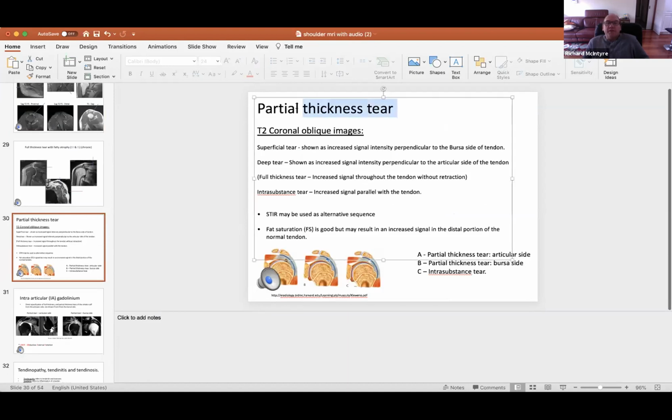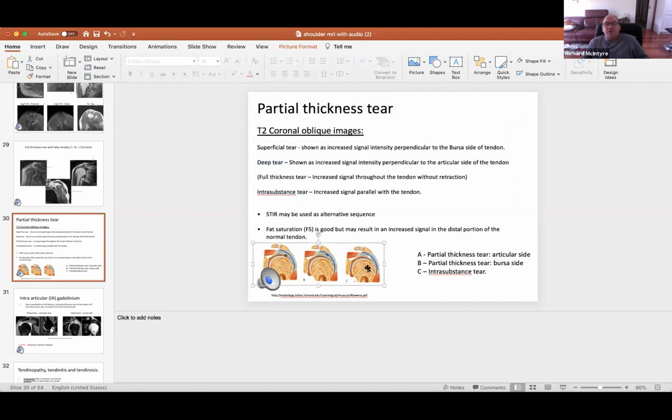So partial thickness tear. I mentioned earlier, it could be a superficial tear, or, let's go the other way, a deep tear. So it could be on the articular side of the supraspinatus tendon. It could be an intrasubstance tear, so it could be in the middle of the tendon. There's our intrasubstance tear there.